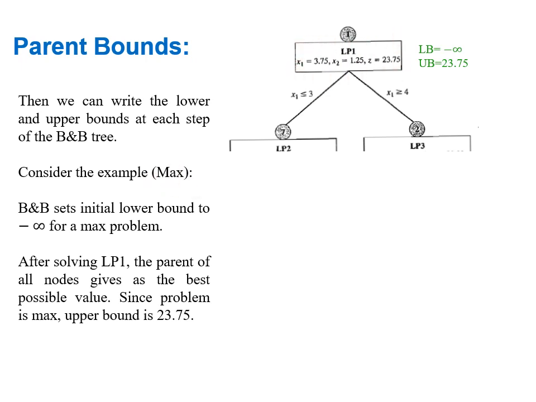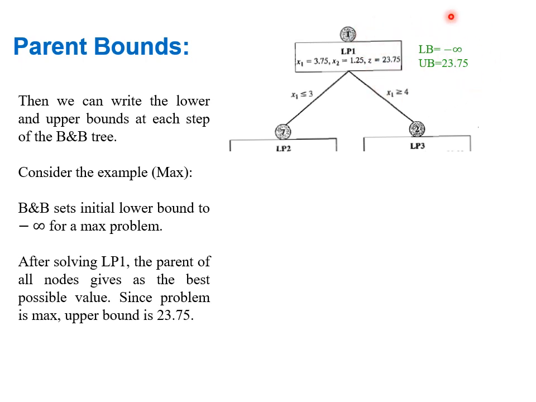And since this is a maximization problem, the branch and bound algorithm sets the initial lower bound, which is the best known objective function value of an integer feasible solution, to minus infinity, because we don't know any. So we start with minus infinity. And then we solve the LP relaxation, and we get the objective function value of 23.75.